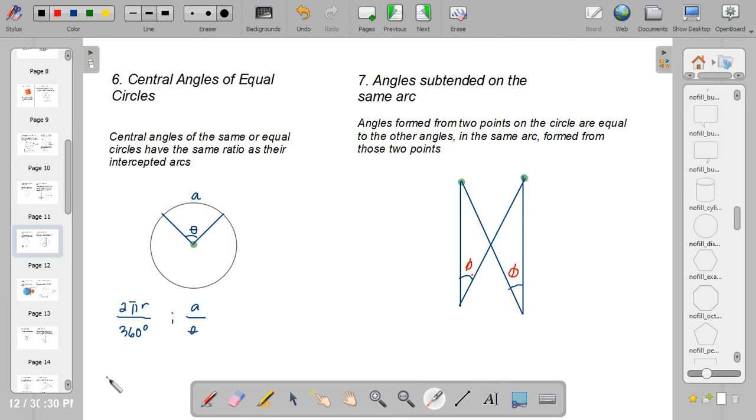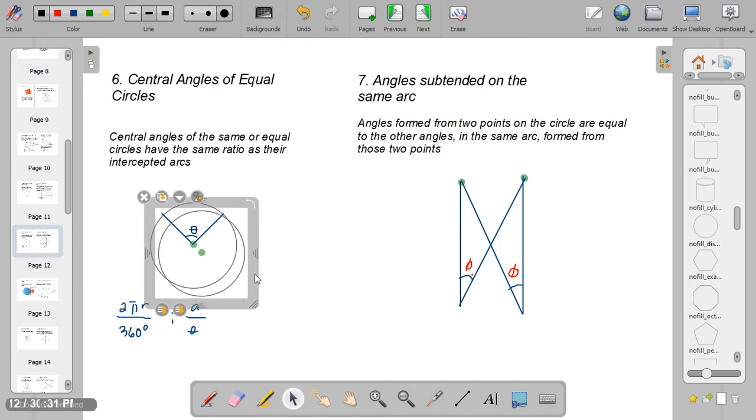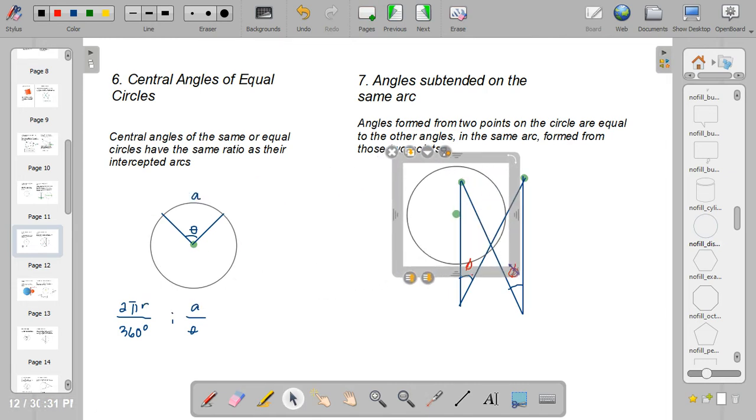Now they can form a ratio wherein 2 pi r, the circumference of the circle, divided by 360 degrees is equal to the length of the arc over the central angle. And then we also have number 7, the angle subtended on the same circle. Okay, so there is a circle here. I don't know why it was gone.